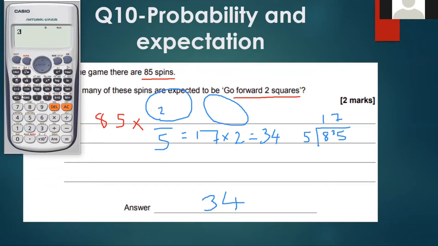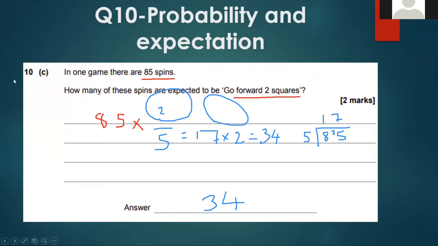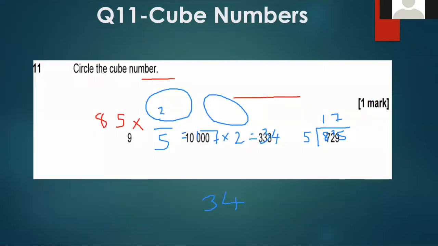Okay, so showing this on my calculator so we can double check. So 2/5 of 85 gives me an answer of 34. So that confirms my answer for part C, guys. Okay, so that is called expectations.